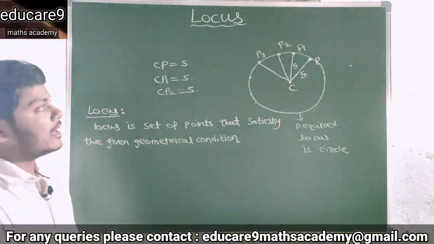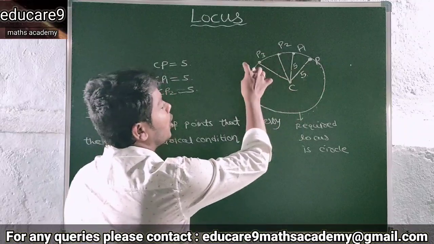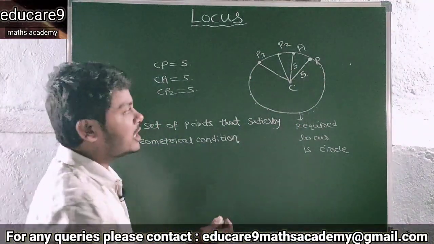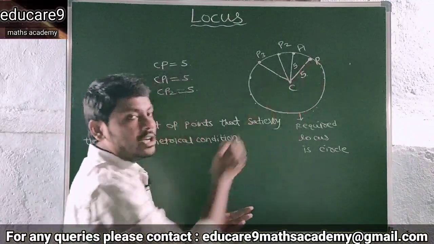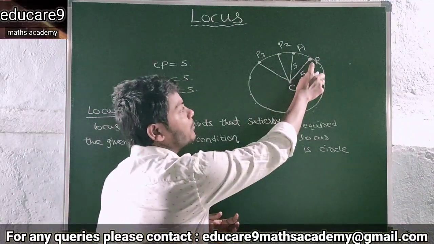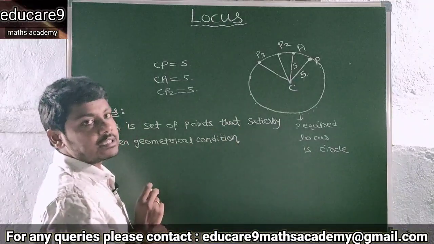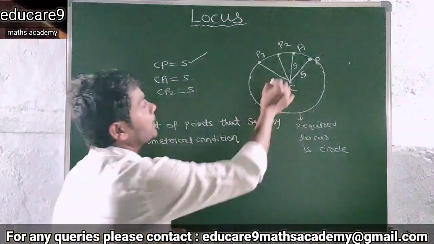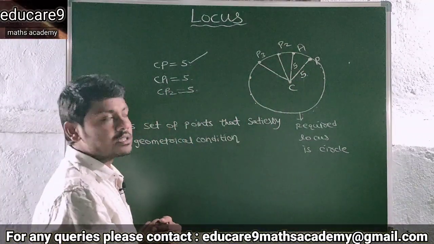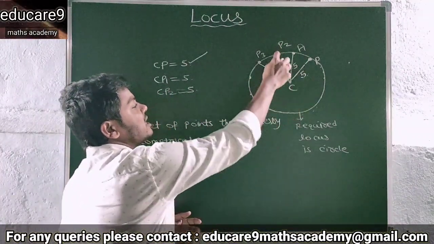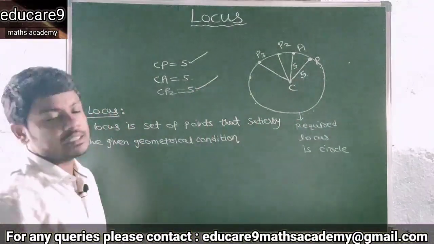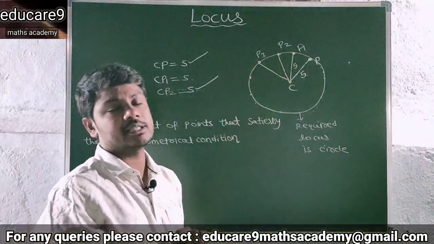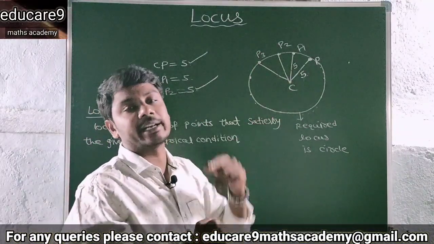So once you observe here, each and every point on the locus satisfies the given geometrical condition. See here, P is a point on the locus. So clearly this point P satisfies the given geometrical condition, that is CP equals 5. For example, P2 be any point on the locus, that P2 also satisfies the given geometrical condition. So therefore each and every point on the locus satisfies the given geometrical condition.